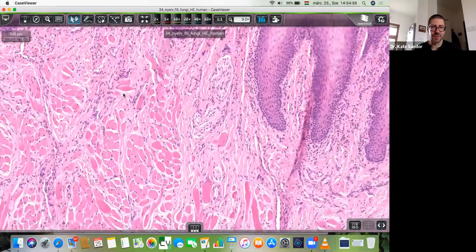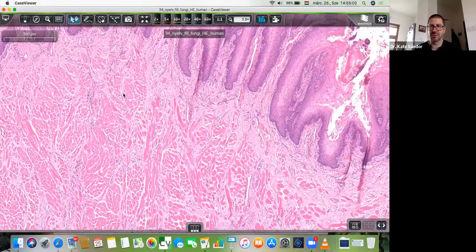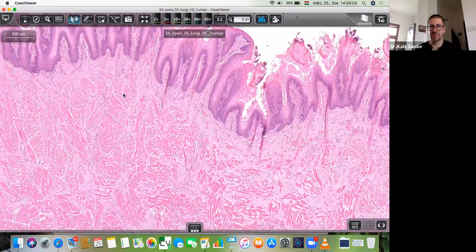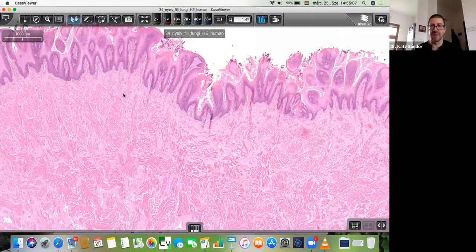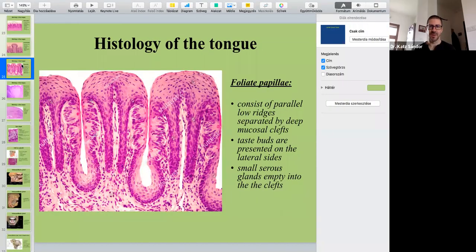So of the two papillae, filiform and fungiform, only the fungiform has taste buds for the taste sensation. Now let's move on. Our next type of papilla is the foliate papilla. The foliate papilla is a little bit bigger than the elongated filiform papillae.